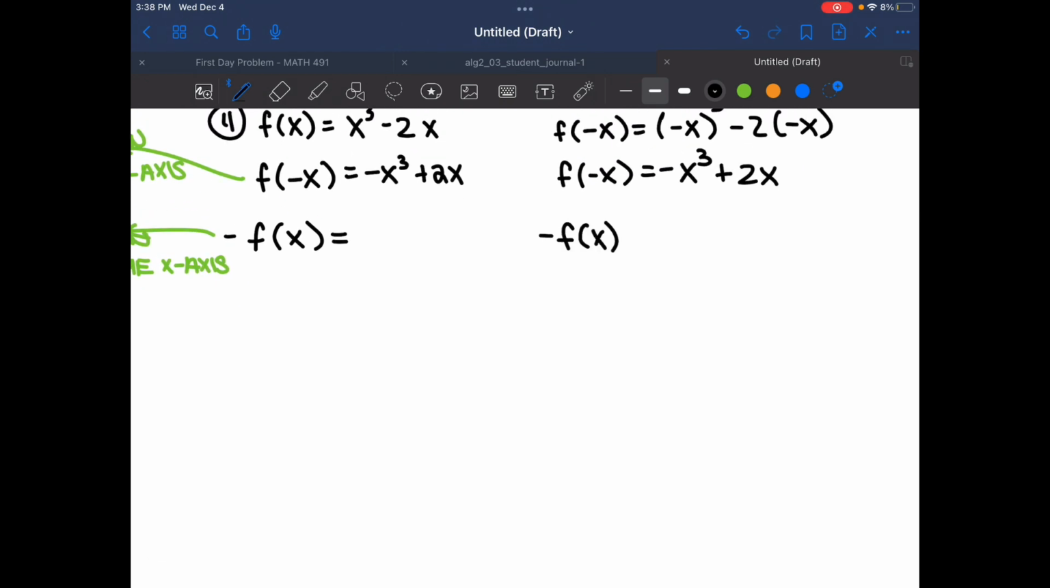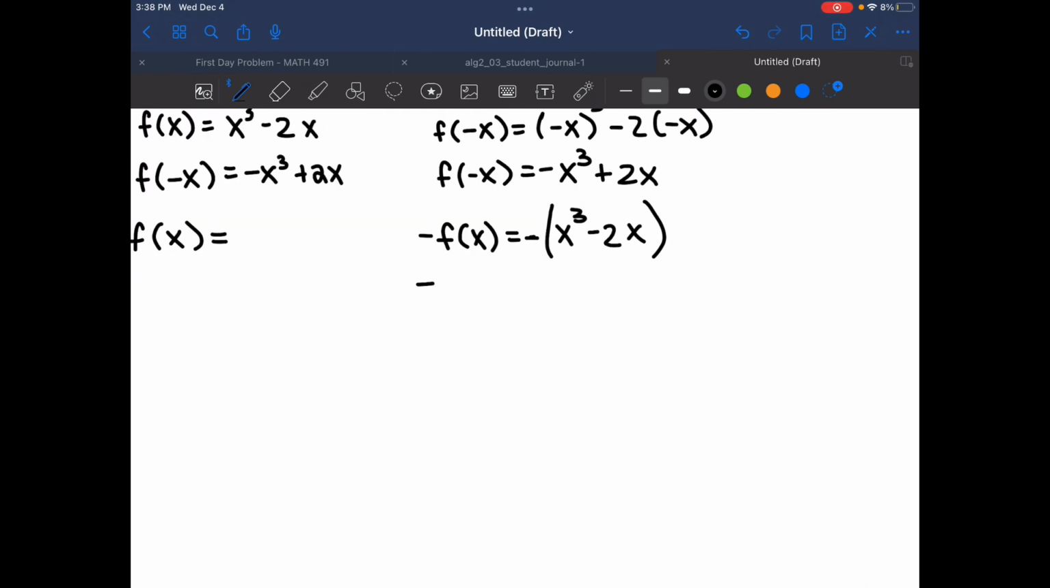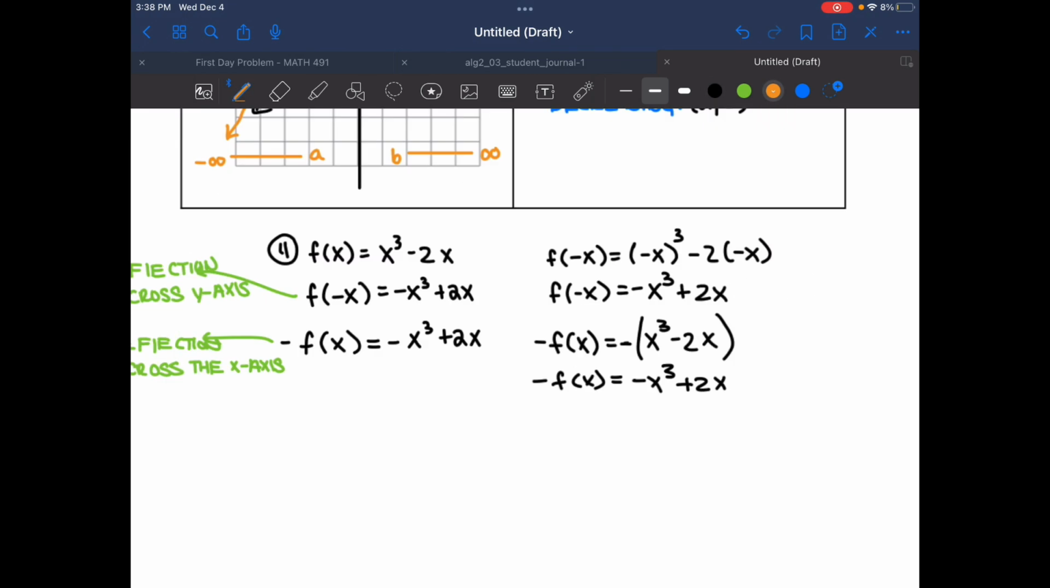Okay? Now we're going to go ahead and test my reflection across the x-axis. Okay? So negative f of x. So negative, and then my entire original function, okay? And I'm going to go ahead and distribute. So this is going to be negative x cubed plus 2x. I'm going to write this down here. Negative x cubed plus 2x.